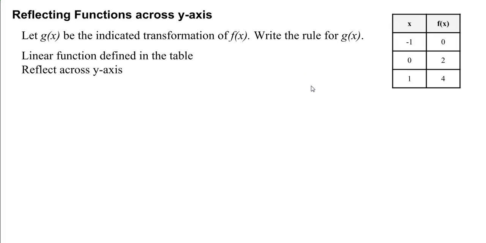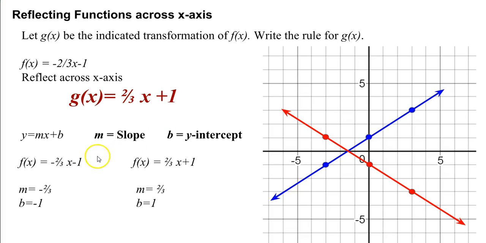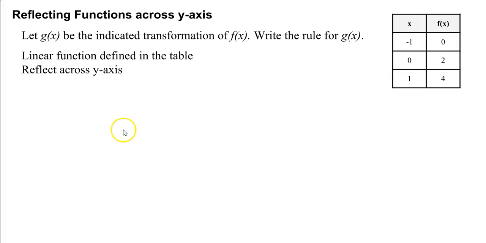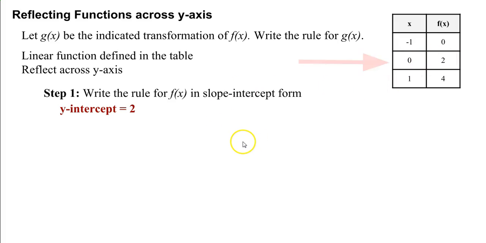And the first one is going to be to write the rule for f of x, to discover the rule for f of x, and to write it in slope-intercept form, which we just dealt with back here. See, this is slope-intercept form, y equals mx plus b. And we know our y-intercept, right here it is, because it's 0, 2, so that one's given to us. And now we need to find the slope of this.